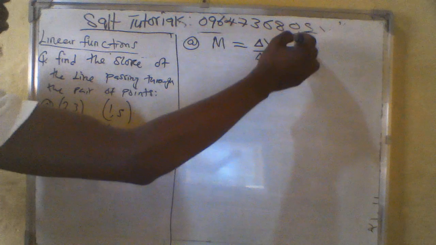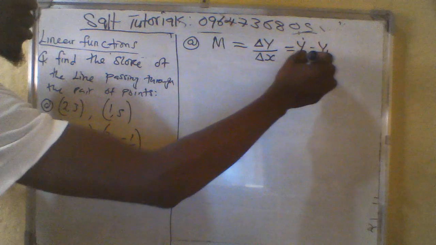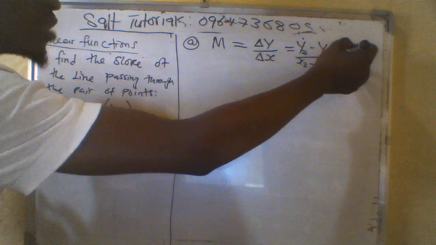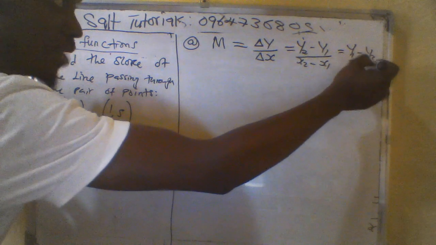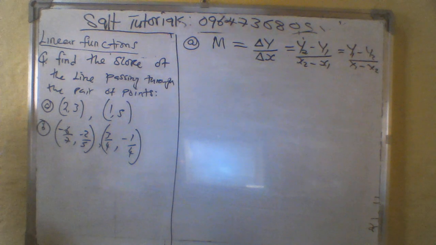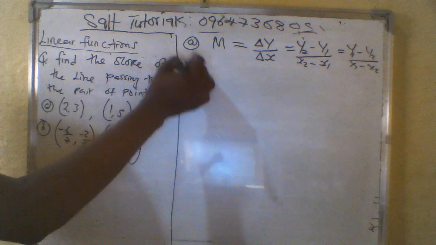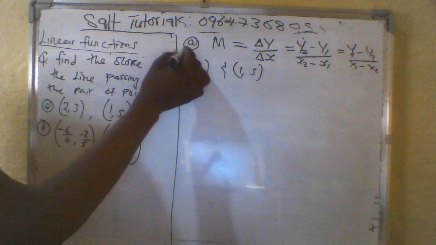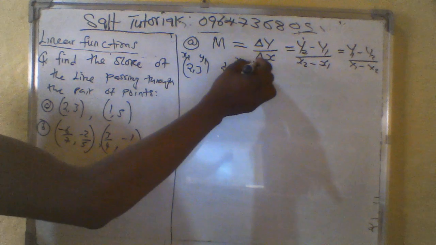It means this is just as good as y2 minus y1 over x2 minus x1. But remember, it is still true if you start with y1 minus y2 over x1 minus x2. It is the same, it's just the changes which should happen. So the coordinates given here are (2, 3) and (1, 5). From this you can label this as your x1 and this as your y1, this as your x2 and this as your y2.